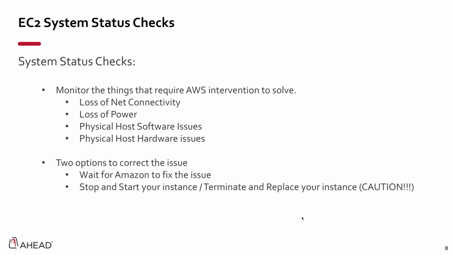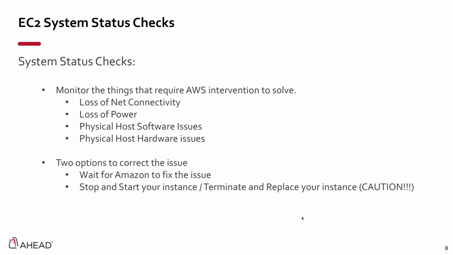So there are two options to correct this when you see that problem. You can either wait for Amazon to fix the issue, and that may or may not happen, or you can stop and start your instance. What's happening in the background when you stop and start your instance is that you're unscheduling your instance on the AWS infrastructure, and then in powering it back on, you're rescheduling it, and you're likely just getting a new host in the background.